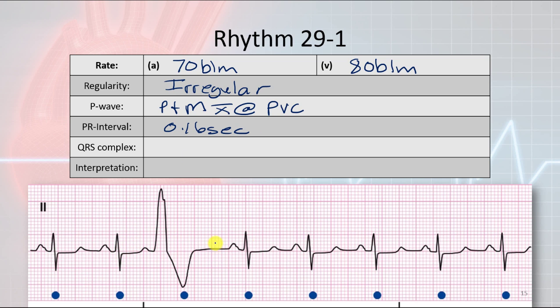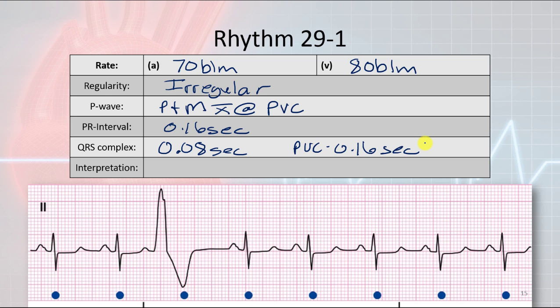QRS complex. Well, we have a couple different QRSs here. This isn't like before where the QRSs were almost identical all the way across. Now we have 2 different QRSs. So what is the width of our normal QRS right here? We'll say 0.08 second. Now the problem we run into is we have another PVC. This one here isn't 0.08 second. This one is more like 0.16 second.